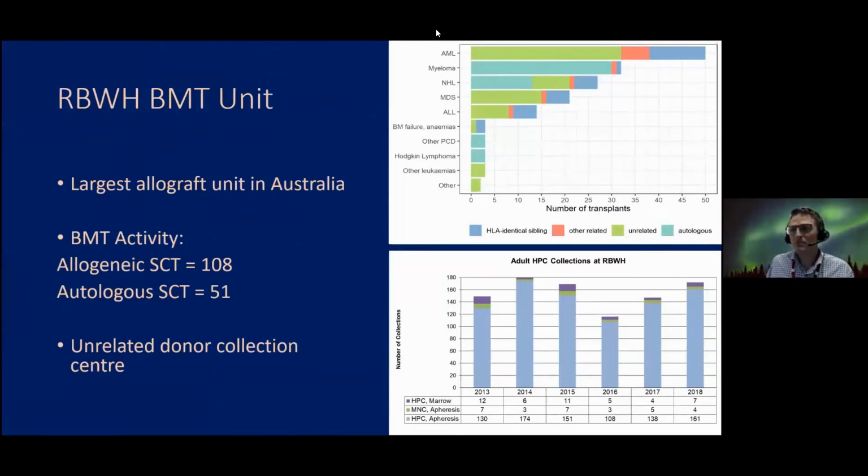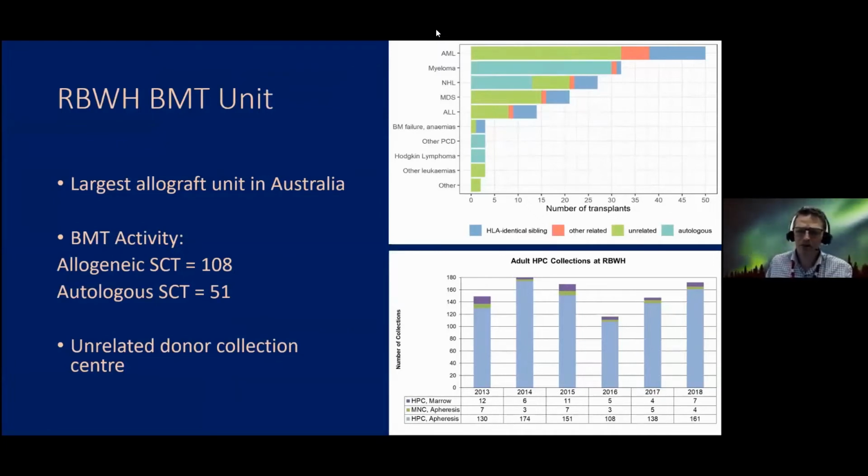What do we treat? We treat mainly acute myeloid leukemia. And so the focus of today's talk will be primarily talking about relapse in this condition, which is one of the ongoing areas of unmet need. We also do transplants for non-Hodgkin lymphoma, myelodysplasia, and ALL.